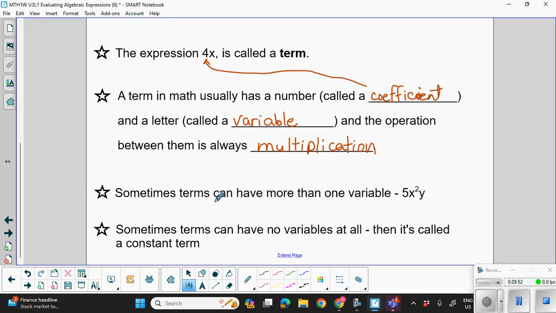Now, sometimes terms can have more than one variable. So for instance, if I have 5x squared y, I have x's and y's, so two different letters, so two different variables. But if you notice, they're all attached together. There's no sign in between them, so that means it's 5 times x squared times y.